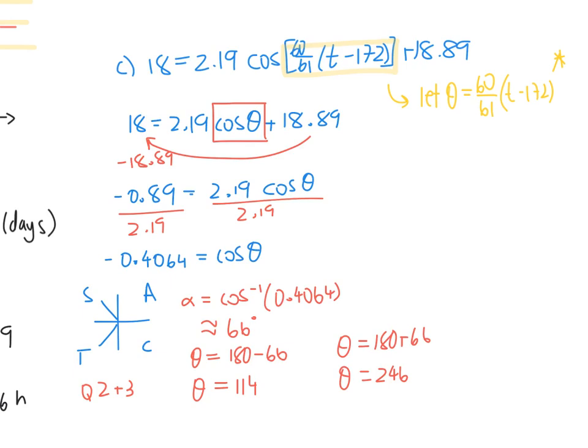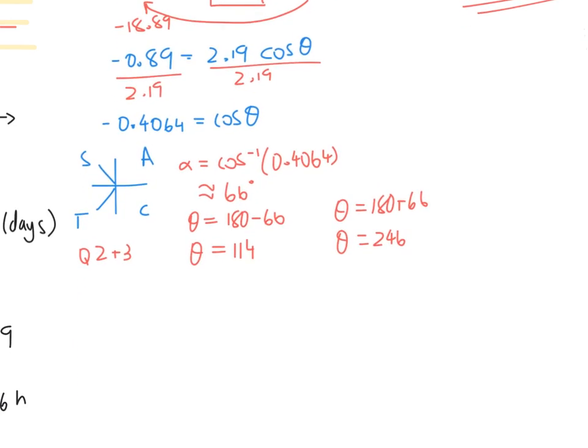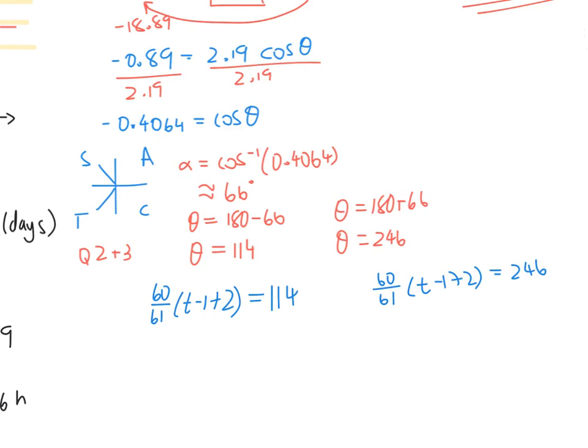Now note that this is what theta is, but in our original equation, we never actually had theta, we had time. So now that we know what theta is, we go back to that little let statement we made. Now we can replace theta with what it's actually equal to, so that way we bring back that time element into our equation. So now, instead of theta, I'm going to write 60 over 61 t minus 172 is equal to 114. And for our other angle, 60 over 61 t minus 172 is equal to 246.